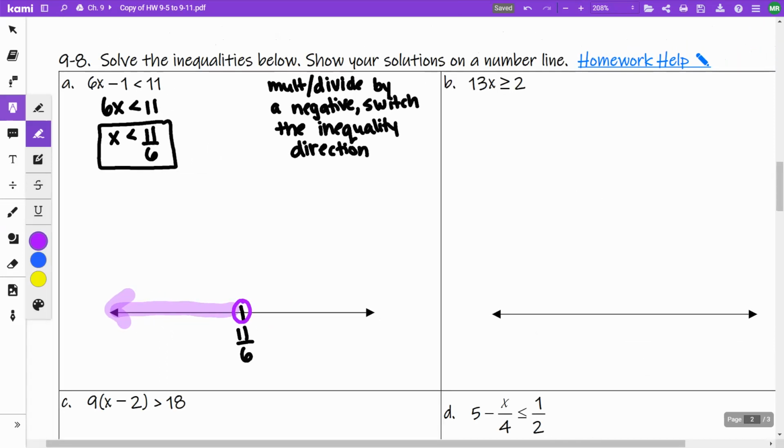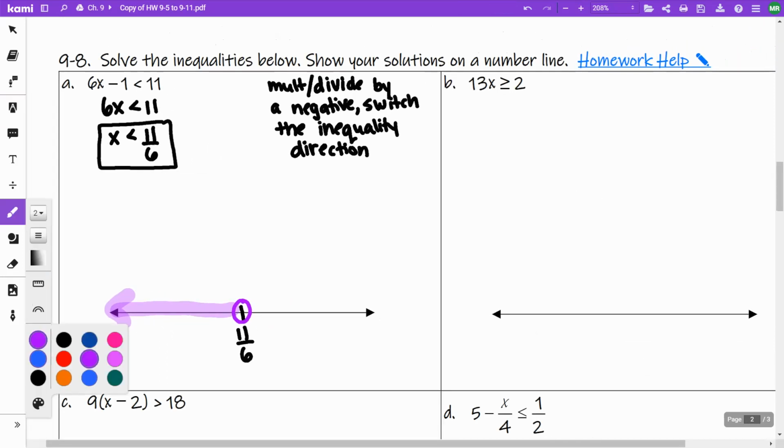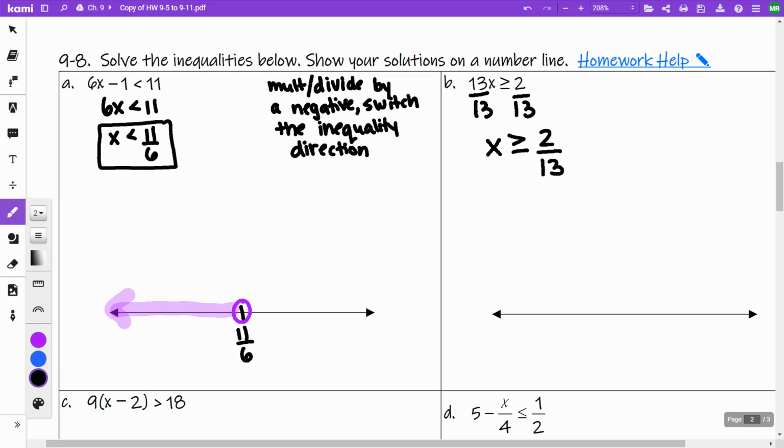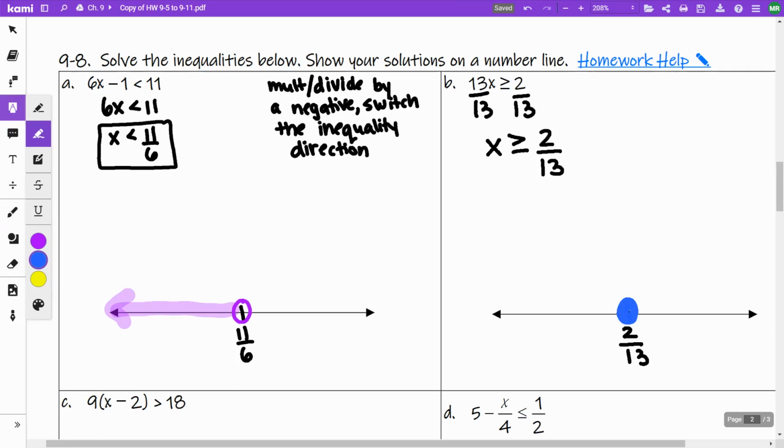On B, I am going to be solving for x. I'm going to divide by 13x. And again, the inequality is going to stay the same direction because I did not divide by a negative. And I get 2/13. And so this is going to be 2/13. This is going to be a closed circle this time. And we're going to shade to the right.